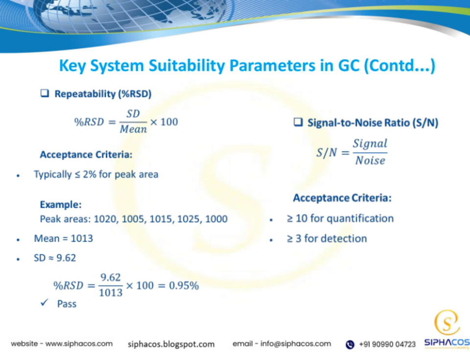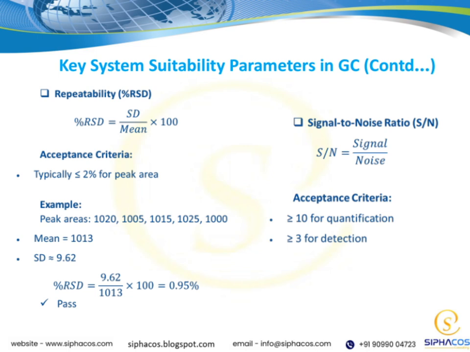Then, we look at repeatability or reproducibility. This involves running the same sample multiple times to see if our results are consistent. It's a key indicator of the method's precision. Finally, the stability of the system over time is also crucial. We need to verify that the system maintains performance during continuous operation or over extended periods.